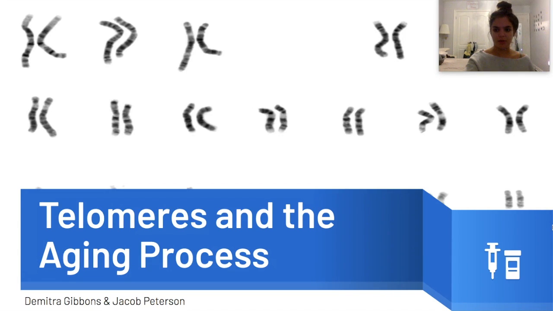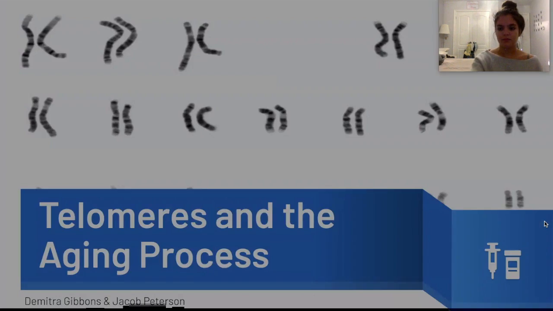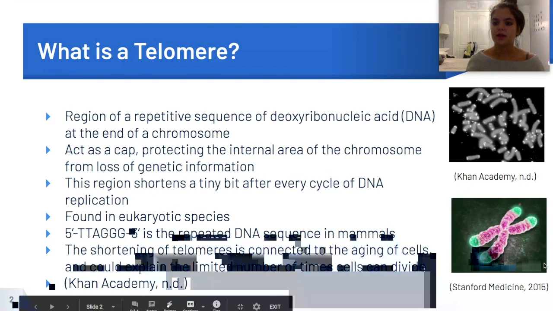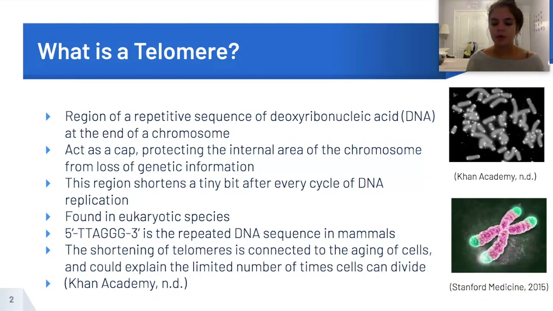Telomeres and the aging process. A telomere is a protective cap that's found on either end of a chromosome. It's composed of a repeated sequence of DNA, and in humans, as well as most other mammals, that sequence is TTAGGG. That's repeated hundreds of times to ultimately compose the telomere.